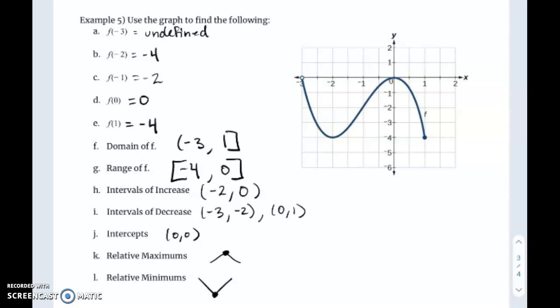So the absolute maximum is the highest point in the whole graph. The absolute minimum is the lowest point in the whole graph, but that's not what this is asking. This is asking where does it change from increasing to decreasing, which is a max, and decreasing to increasing, which is a min. We're going to see the only maximum is here, where it went from increasing to decreasing. So (0, 0) is your only relative maximum, and your only relative minimum is here at (-2, -4). Because that is the only place where it changed from decreasing to increasing.